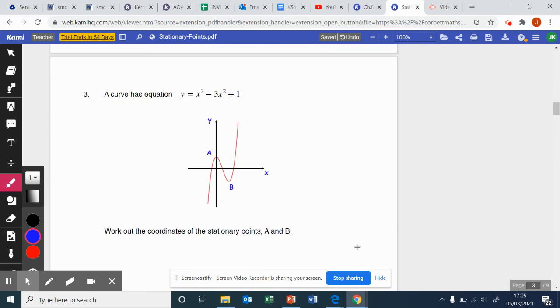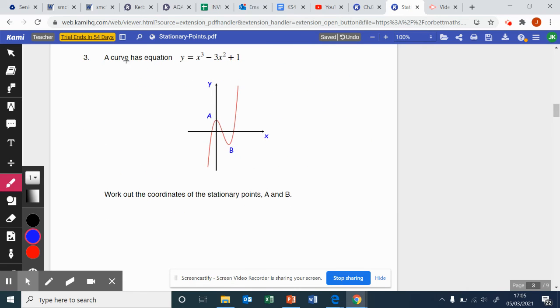Let's go for one more. Okay, curve has equation y equals x cubed minus 3x squared plus 1. Work out the coordinates of the stationary points. So dy dx, first of all, is equal to 3x squared minus 6x. Okay, and then the 1 differentiates to nothing. Then we need to make this equal to 0 to work out the stationary points. Remember, stationary point, gradient is 0.